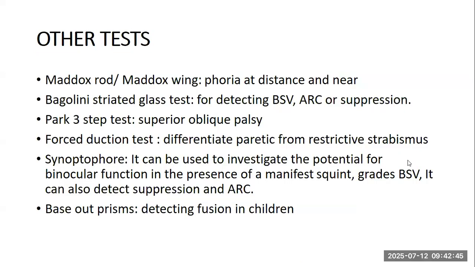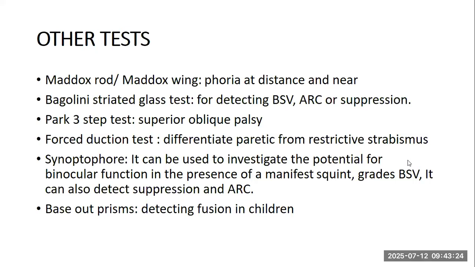So some other tests for strabismus include the Maddox rod or the Maddox wing. These are tests for phorias. The Maddox rod is used to test for phoria at distance, while the Maddox wing is used to test for phoria at near. Some of these tests are not routinely done. You may want to do them when you're not very comfortable with what you're getting from the cover tests and all of that, to get your results.